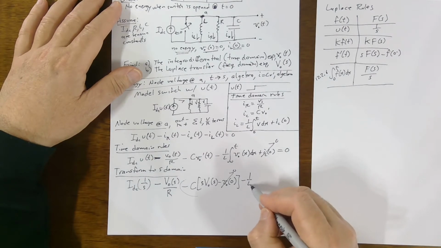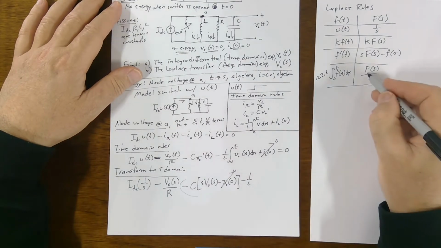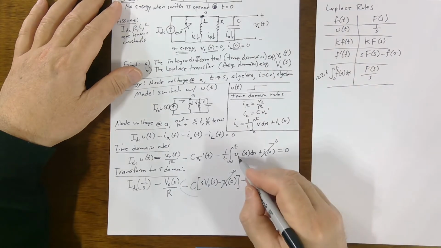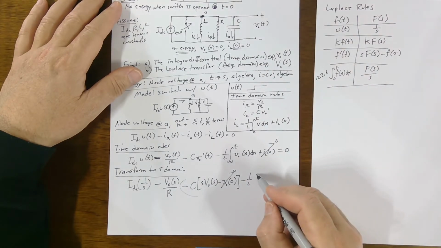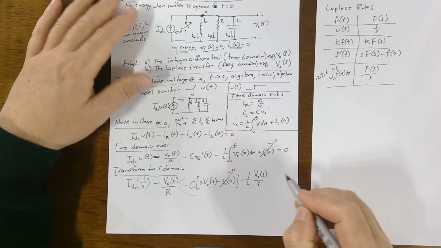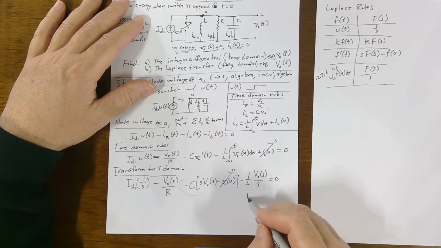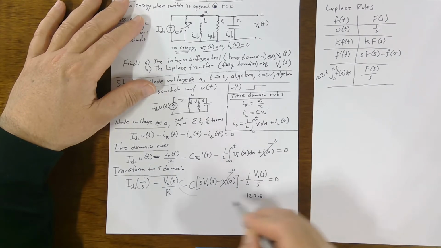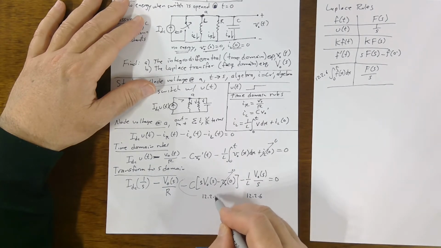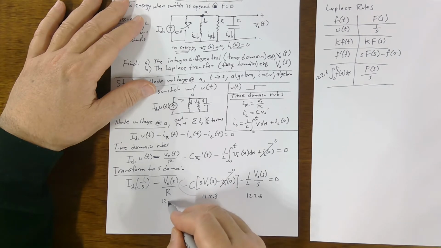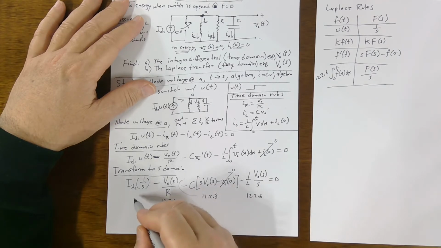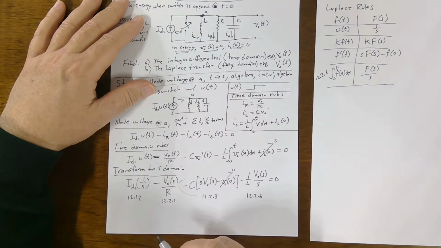So we pull out the constant, and little v becomes big V of s over s, and those sum to 0. Okay, so this was rule 12.2.6. This was rule 12.2.3. This was rule 12.2.1. And I think it's 12.1.2, I think.